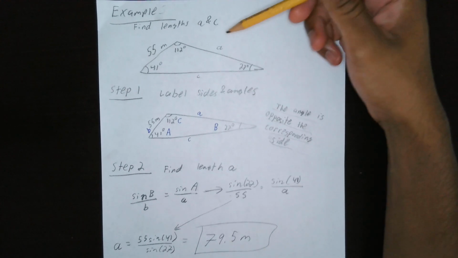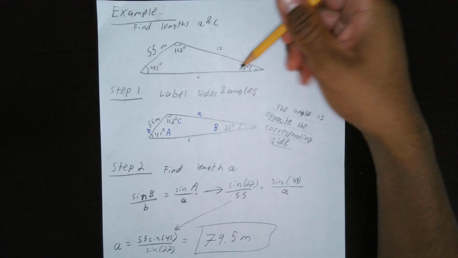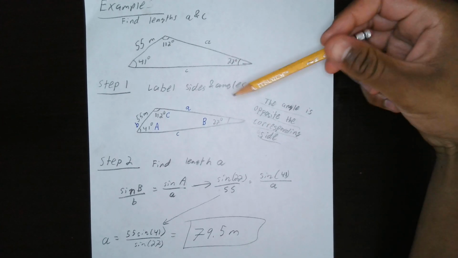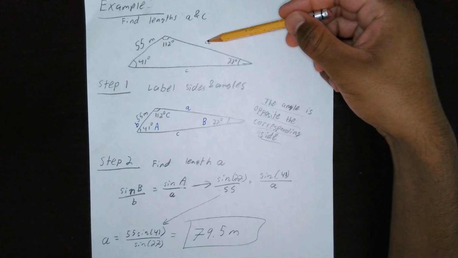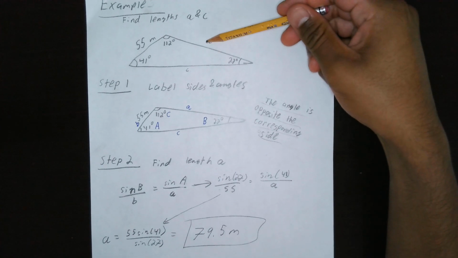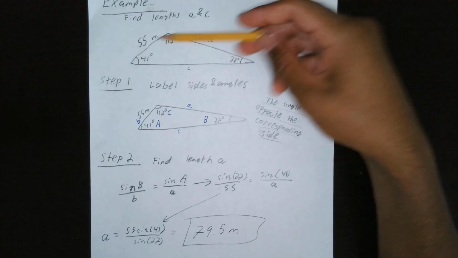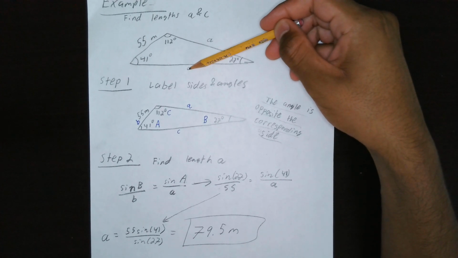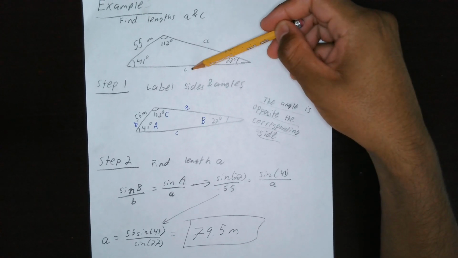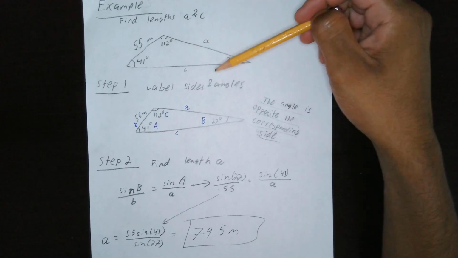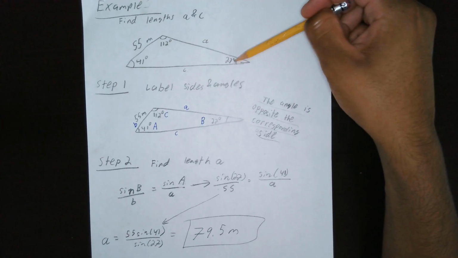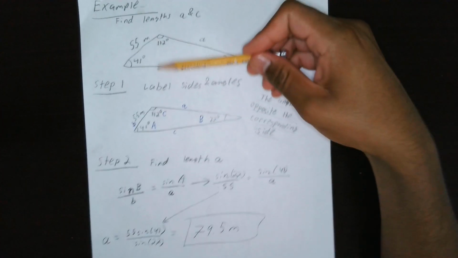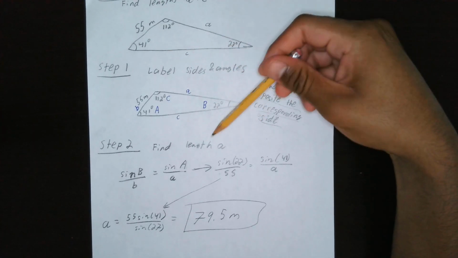Find the lengths of side A and side C. First things first, you're going to want to label your sides and your angles. So if we have side A here, then angle A will be opposite of it, over here. And if we have side C here, then angle C would be opposite of it, so it would be over here. This leaves us with this being angle B and this being side B, so we wrote that down over here. Next, we're going to find length A.